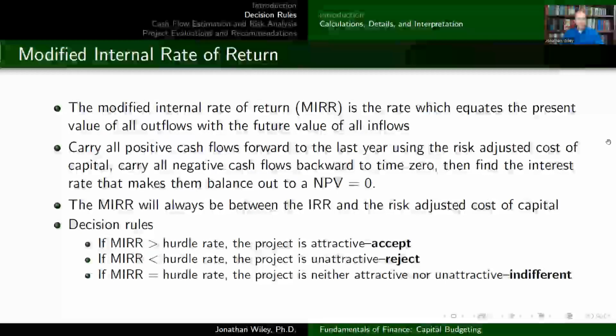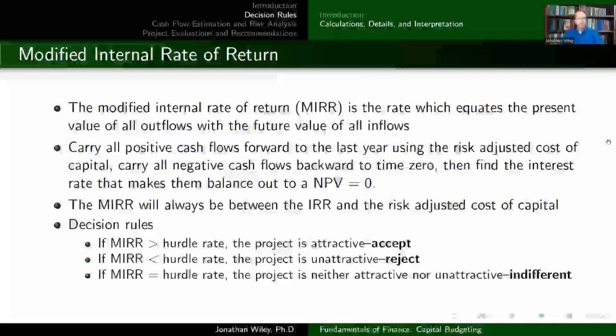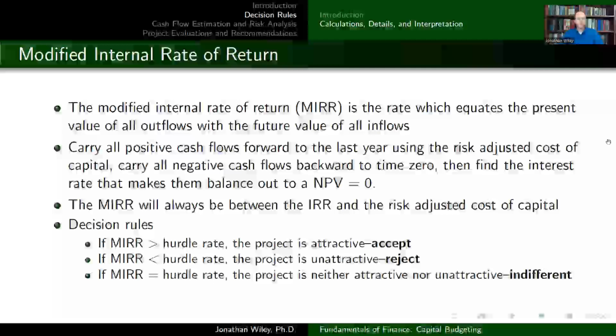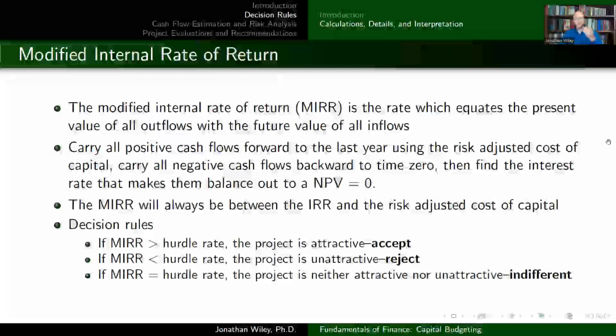In this video, I'm going to talk about the modified internal rate of return. The modified internal rate of return is the rate of return or discount rate that equates the present value of all outflows with the future value of all inflows. So basically, when you're looking at a capital budgeting project, you take all of the positive cash flows, you find the future value of those, you take all of the negative cash flows, you find the present value of those, and then what you do is you find the discount rate that equates those two total amounts.